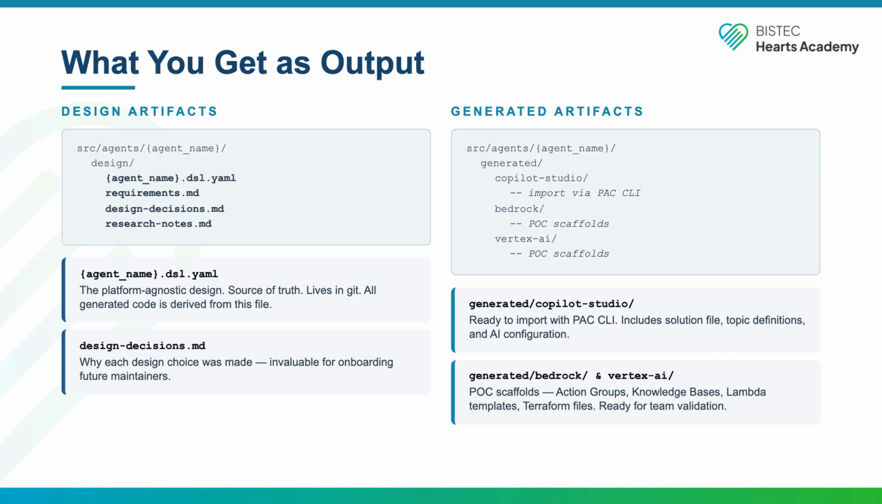Under the Agents Generated directory, you get the platform-specific artifacts: a Copilot Studio folder with the complete importable solution ready for PAX CLI, a Bedrock folder with the POC scaffolds, and a Vertex AI folder with the Terraform and Cloud Functions scaffolds. The mental model is simple.